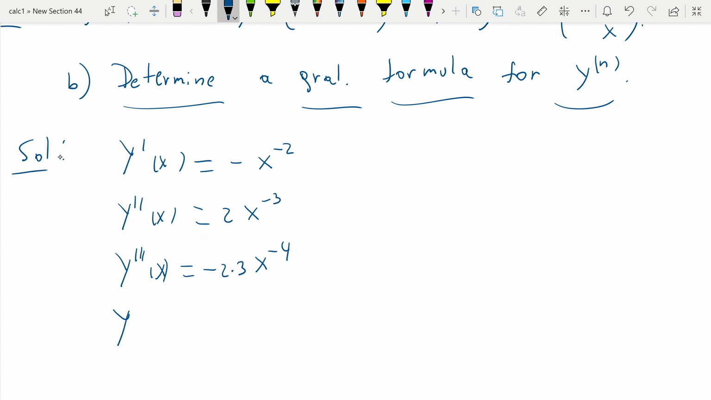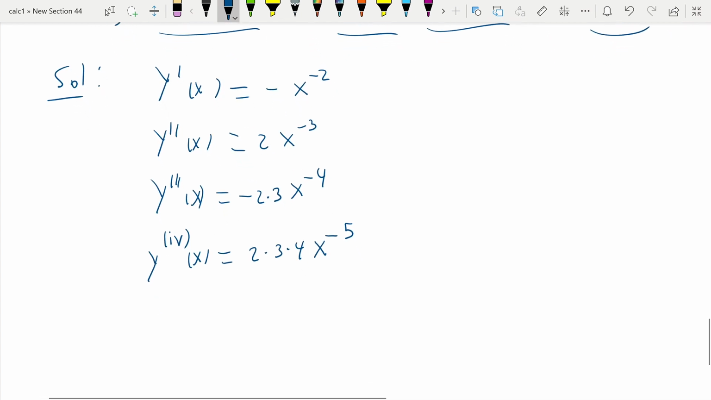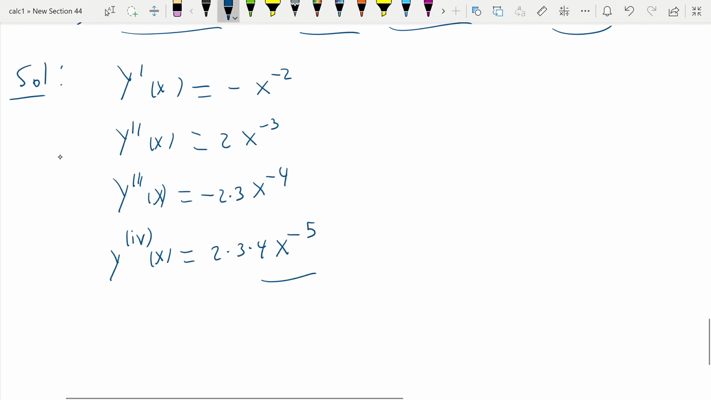And so y differentiated 4 times gives us, again, we bring minus 4 down, multiply everything by that, the minuses cancel out, so you get 2 times 3 times 4 times x to the minus 4, and we subtract 1 from the exponent, so we get minus 5. And so this is the answer for part A.